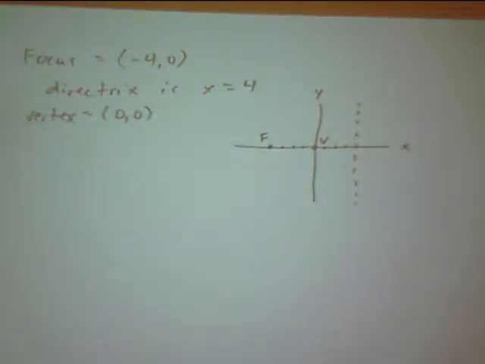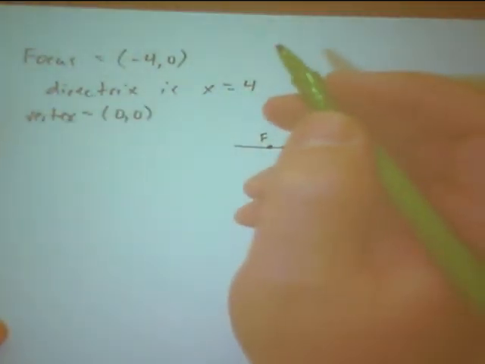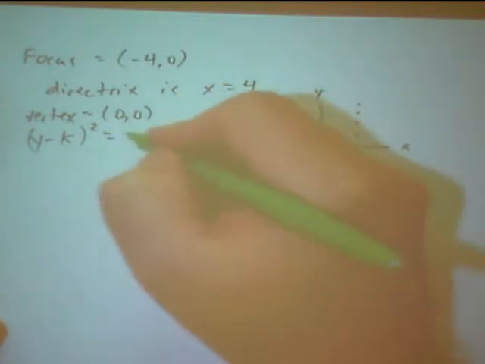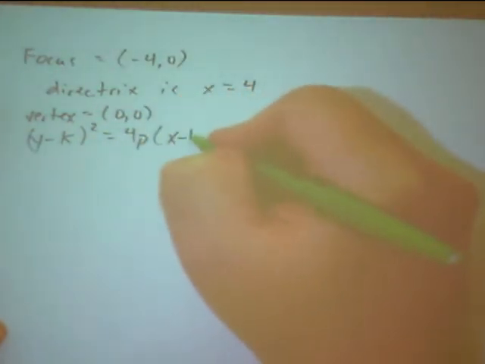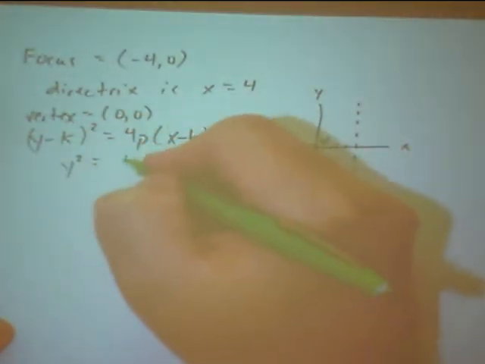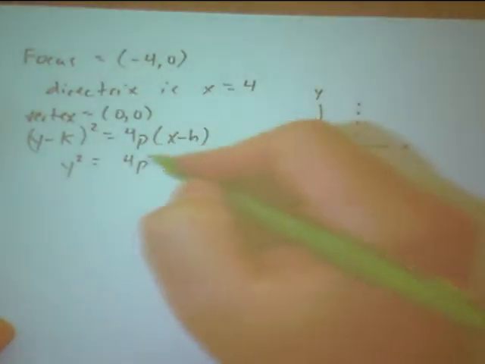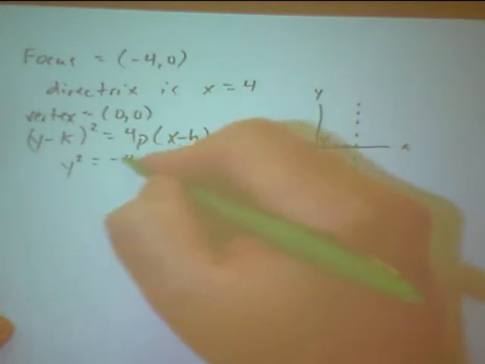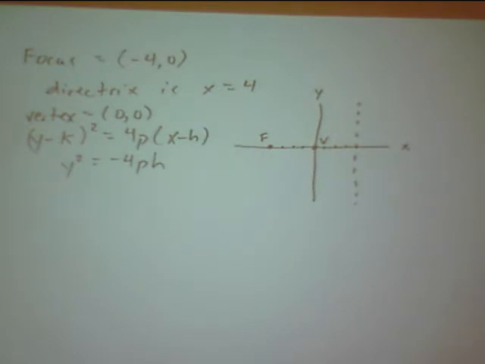And then also I know, let's just write the standard equation. Since it's written like this, I know this has to be a left and right parabola. Looks like it actually opens to the left. So I know my standard equation is going to have my y squared. So it's going to be (y - k)² = 4p(x - h). My vertex is (0, 0). So now the equation just simply becomes y² = 4p, just for now we'll call it negative 4ph, but we'll check that negative sign when we're done, make sure it's correct.